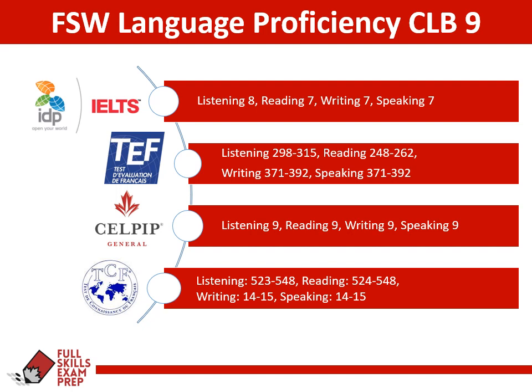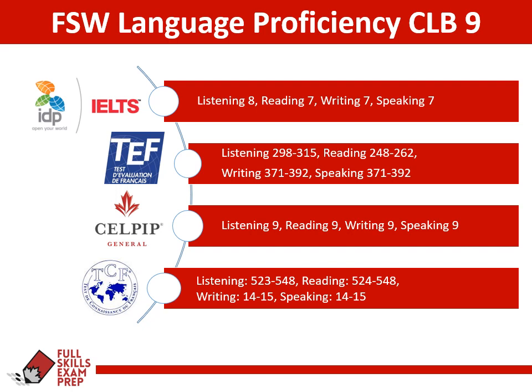And then TCF, so the new exam, well, it's not a new exam, but it's newly accepted for immigration purposes. And that score, of course, is a 14 or 15 in writing or reading. Listening is a 523 to 548, and reading is a 524 to 548. All right, so we can see that with TCF as well, the scores for listening and reading are pretty similar. There's just a small little difference.